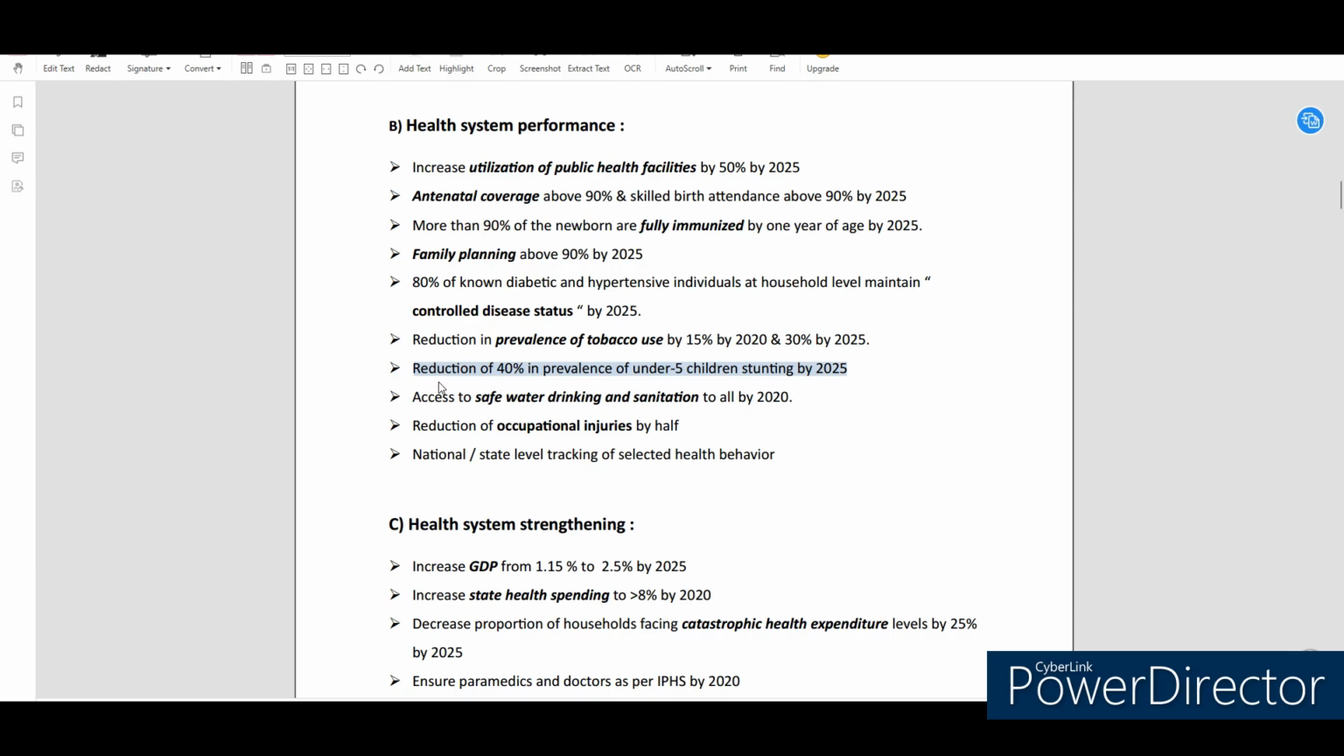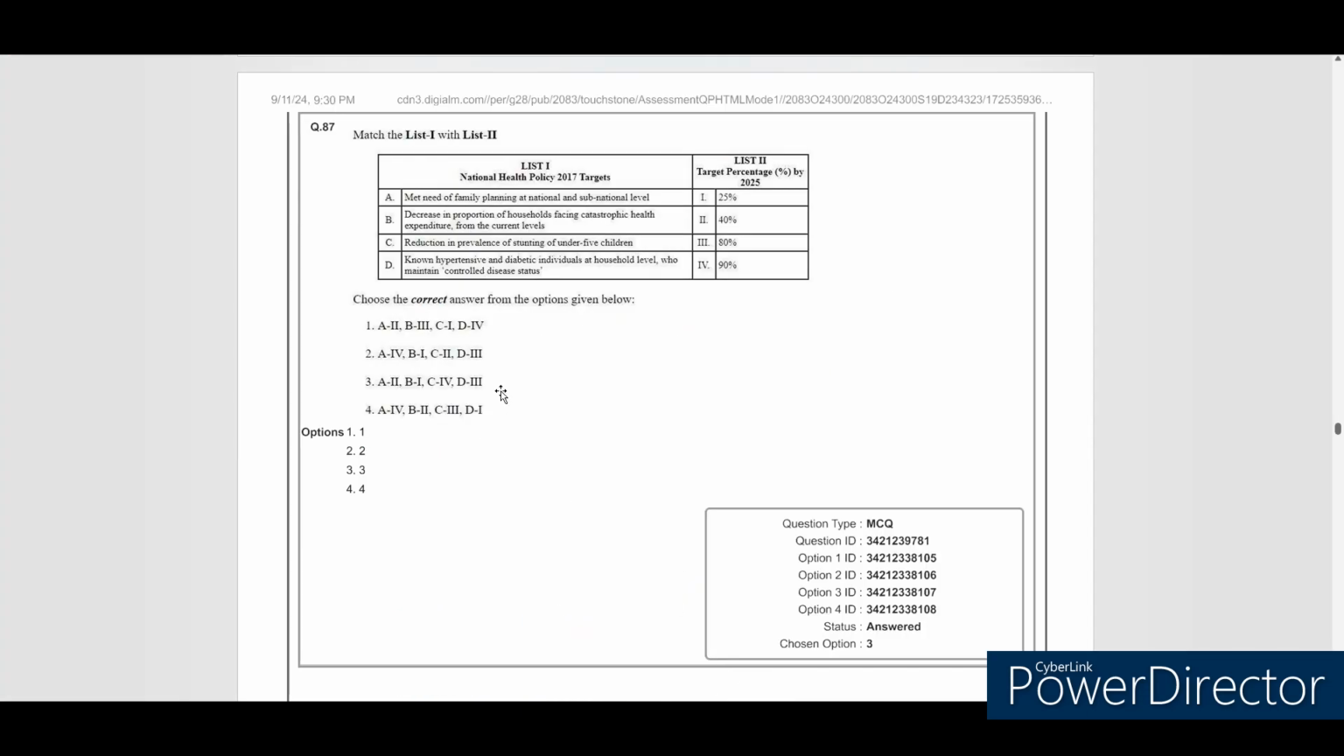So let's check the target for that. It is 40%, reduction of 40% in prevalence of under 5 children stunting by 2025. So if you know this, you can answer this question very directly without checking the other options. There is only one option where you can see C as 2. So that is nothing but option 2.